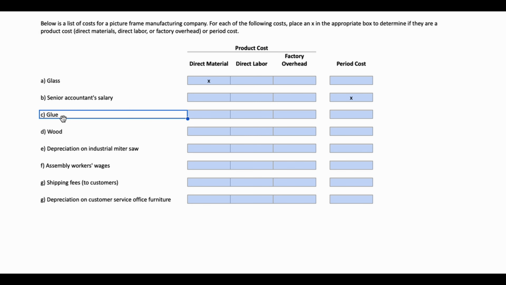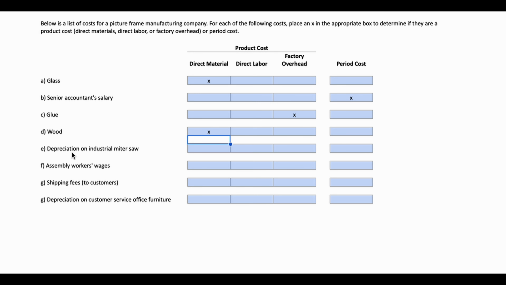The next one we have here is glue. Glue is going to be a factory overhead cost. The reason being here, we might be tempted to think that it is going to be a direct material, but direct material is going to be something that is measurable and integral to the product that we're making. Glue, not so much. Wood, that is definitely going to be a direct material for what we're doing.